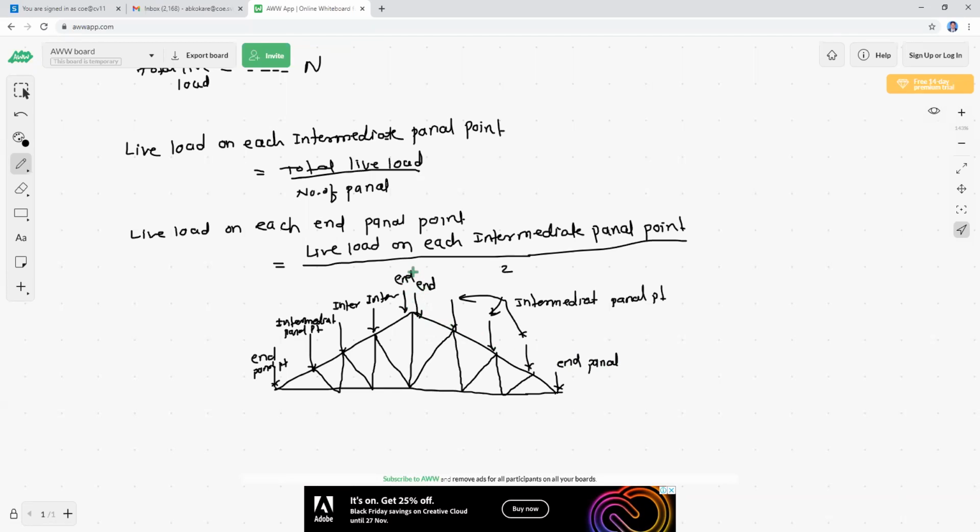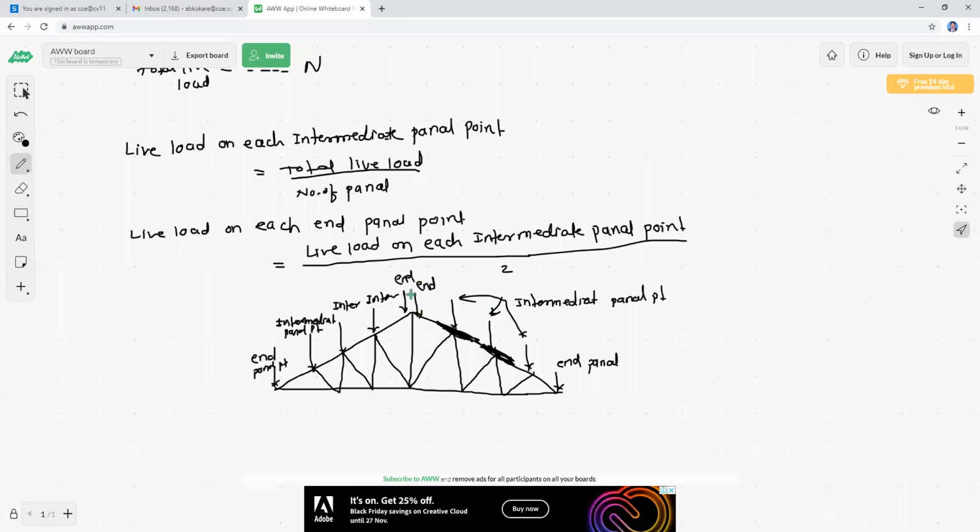Why is there half load on this end panel? Whatever load is coming on the intermediate, that intermediate divided by 2 means exactly half load comes on this end panel, because whatever this length is in this area, half load goes this side and half load goes this side. On this point, half load of this part and half load of this part. So this area load is coming on this point.